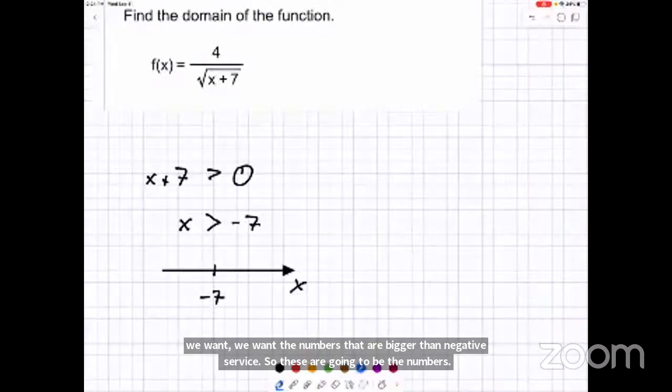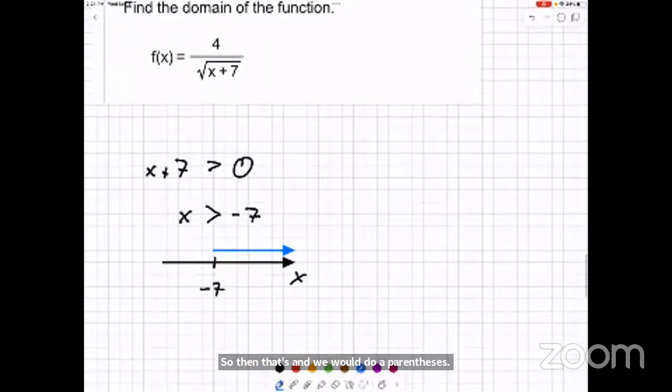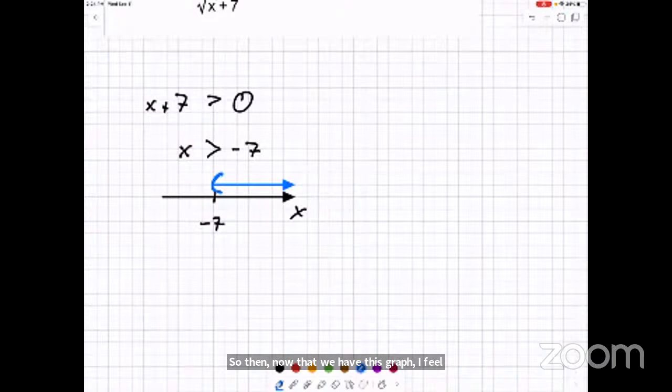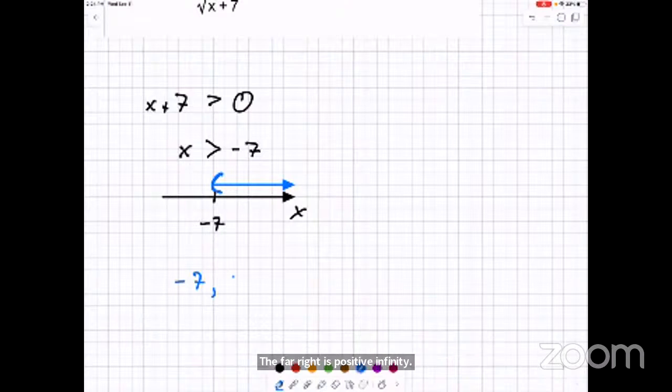Right. So then we would do a parentheses on this one, because what that means is that we get infinitesimally close to -7, but we do not include -7. Now that we have this graph, it's easiest to write the interval notation. The far left is going to be -7. The far right is positive infinity. Infinity always gets a parentheses. Because we don't include the -7, we use a parentheses there as well.